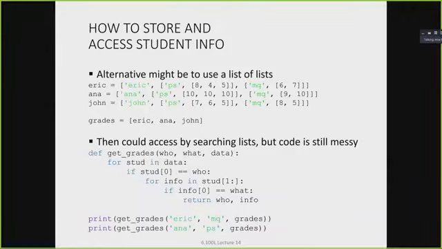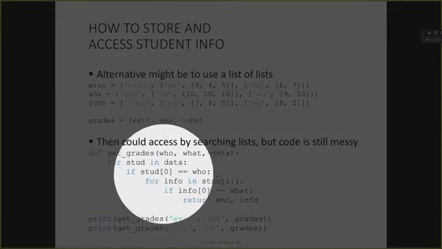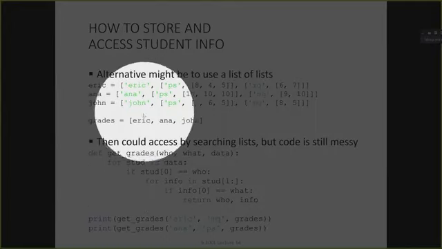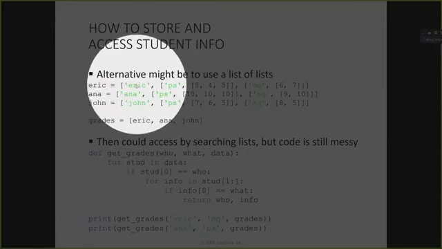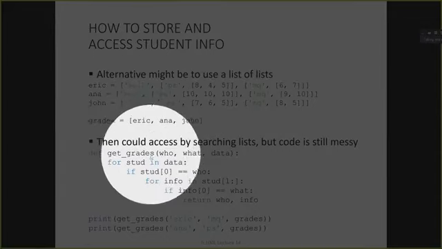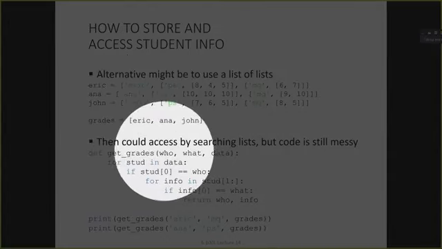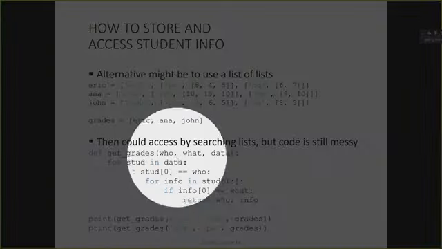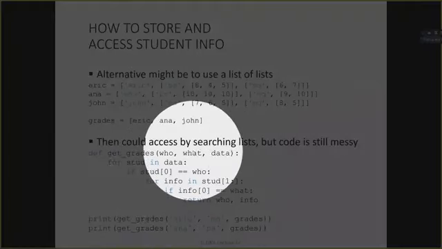So what is this code going to do? Well, it has a for loop down here and a nested for loop inside it. The outer for loop looks through each one of these elements here and looks at the element at index 0, so either Eric, Anna, or John, and grabs only the list where that string matches the who. So if student at index 0 equals who right here, then we've found the student I'm interested in grabbing the information for. Cool. So now I've grabbed the right list, and now I'm interested in their grades for a particular what, so either MQ or PS.